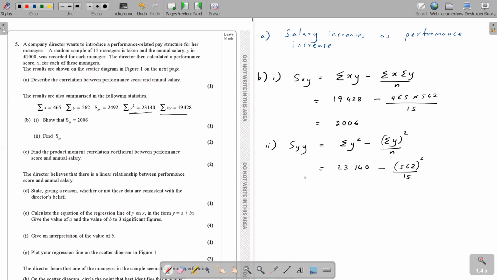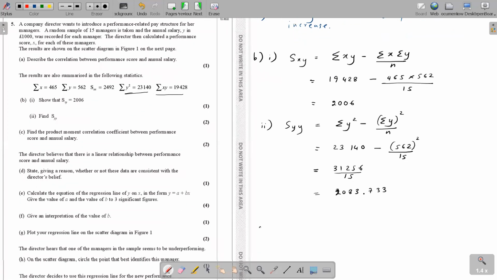How much is it, children? 2083.73. Send the answers on the chat also. 2083.7333, it's recurring. If you want, there's a fraction. Okay, we'll write the fraction answer first. What was the fraction answer you said? 31,256 divided by 15, which is 2083.733. Okay, that is the Syy.